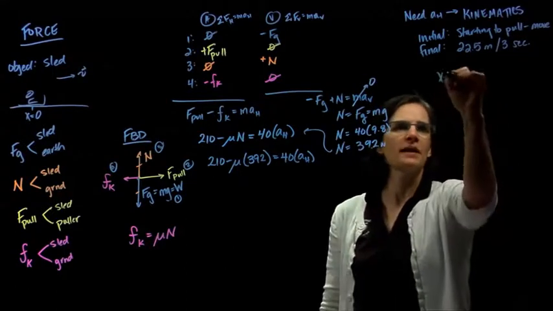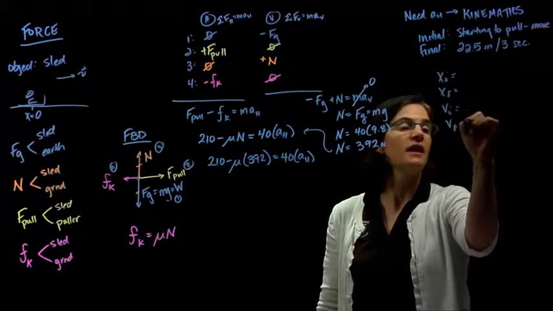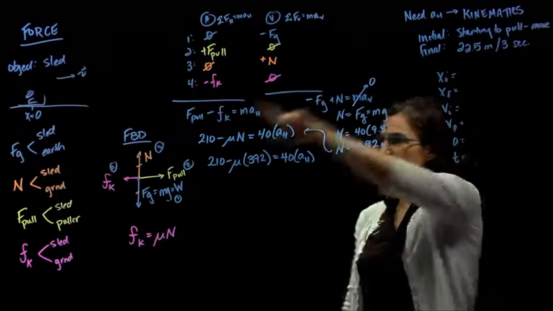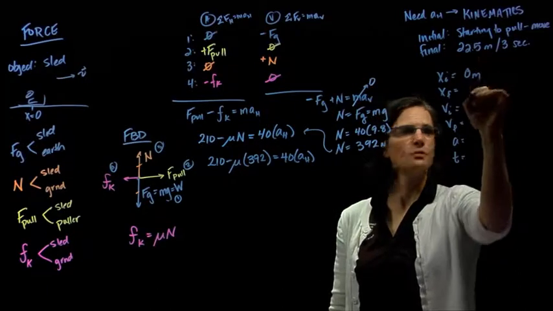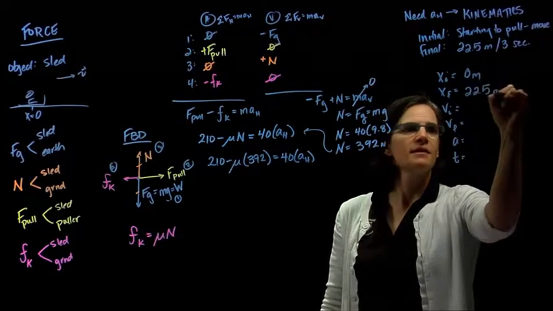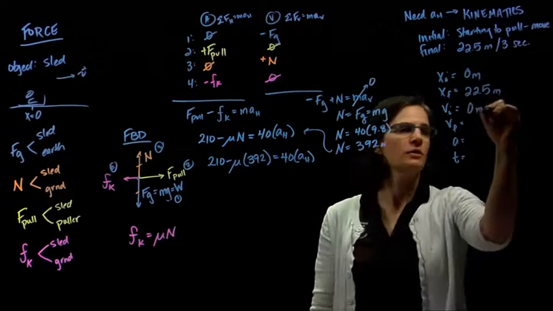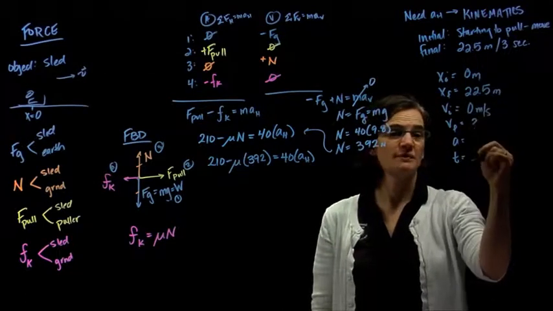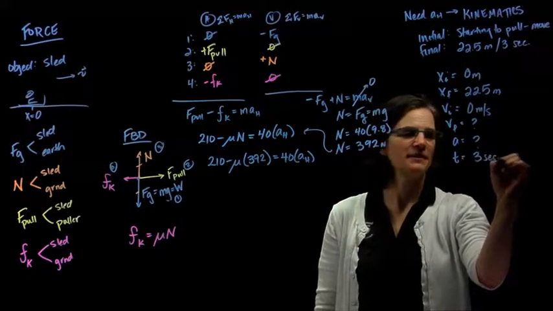So if I make my list: initial and final positions, initial and final velocities, acceleration, and time. My initial position when I start moving is at the origin. Final position, 22.5 meters. My initial velocity, it says I'm starting from rest, so that's going to be 0. Final velocity, I don't know. Acceleration, I don't know. But my time is 3 seconds.